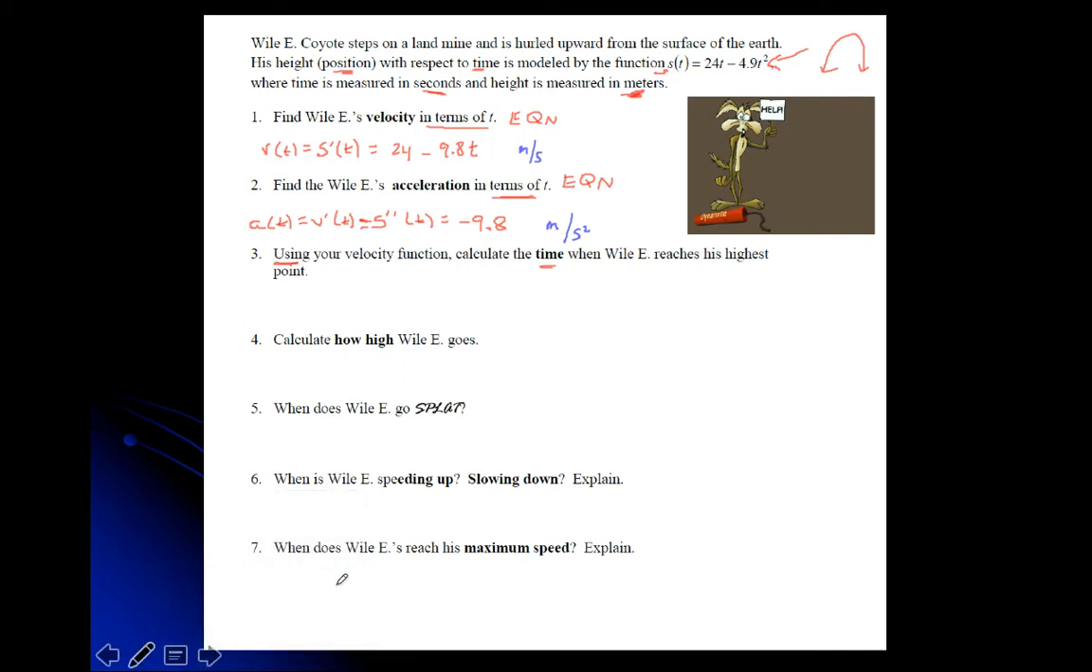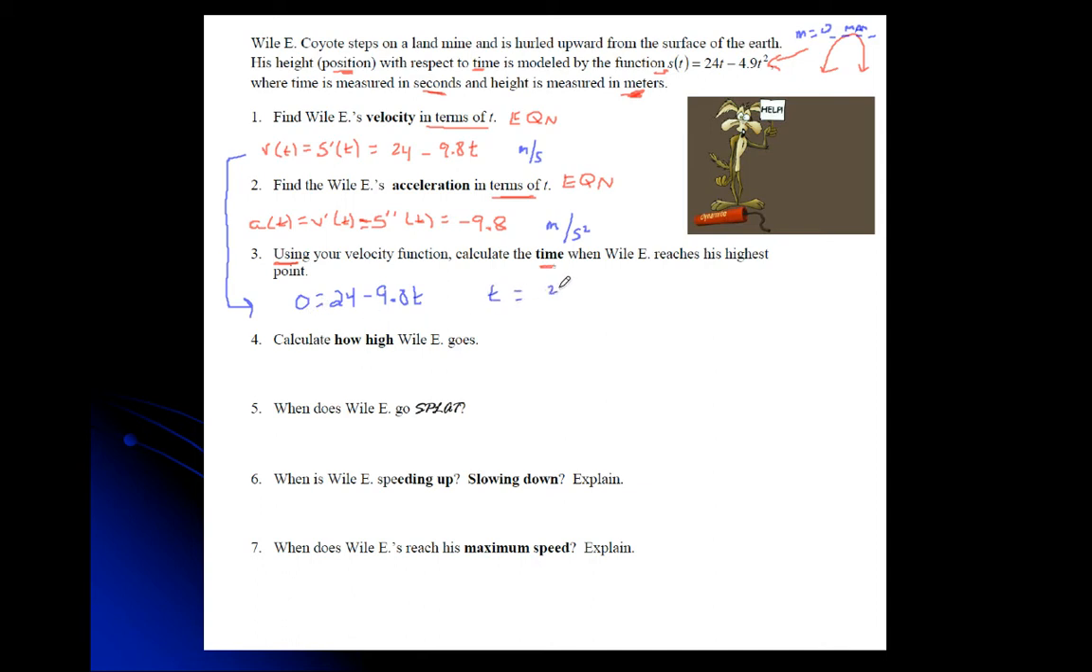So for me, calculate the time when Wile E. Coyote reaches his highest point. There's his highest point right here. It is when there is a horizontal tangent, and a horizontal tangent has a slope of 0. So what they're looking for is for you to take the first derivative and set it equal to 0. There will be a rubric point for this statement, taking the first derivative and setting it equal to 0. I don't need to see any work after that.